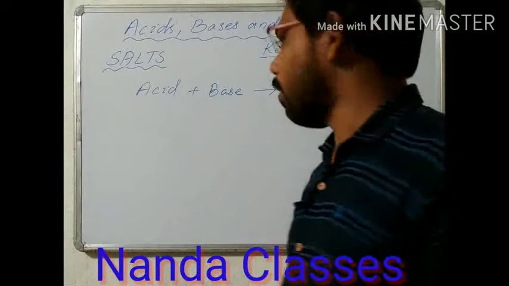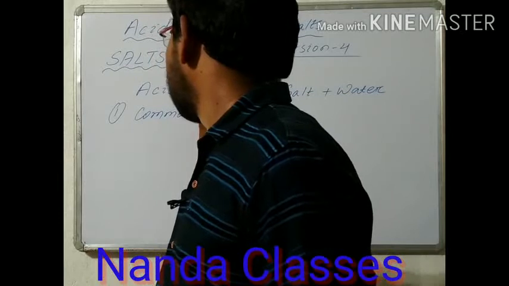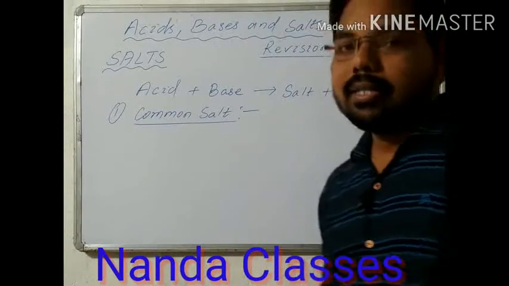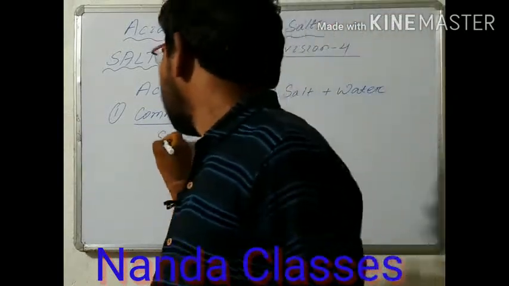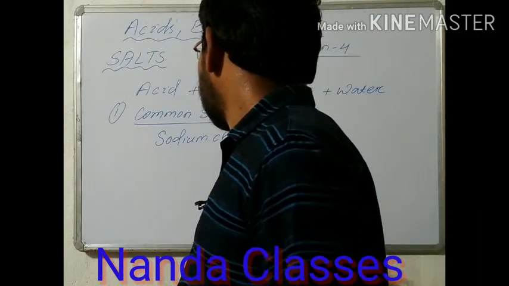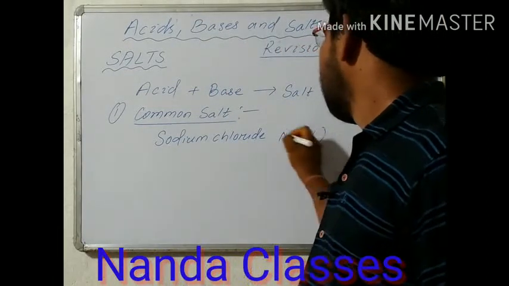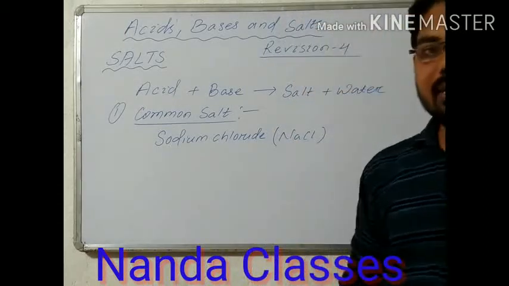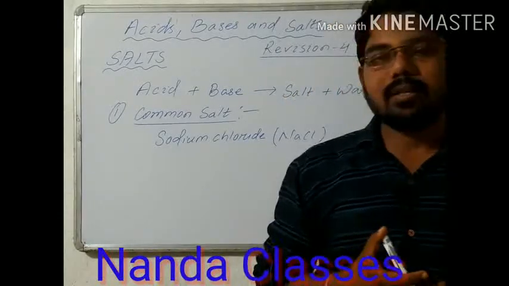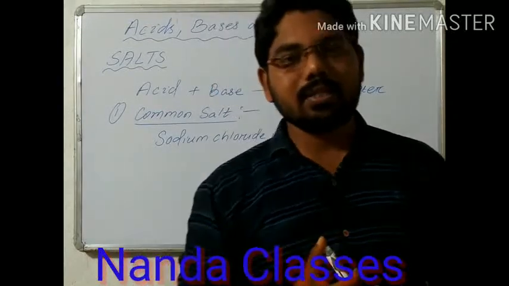We discuss one type of salt, that is the common salt. Its chemical name is sodium chloride, and the formula of sodium chloride is NaCl. This NaCl is mostly found in seawater. Seawater contains many kinds of salt, and the most important one is NaCl, or common salt. This salt is used as food.